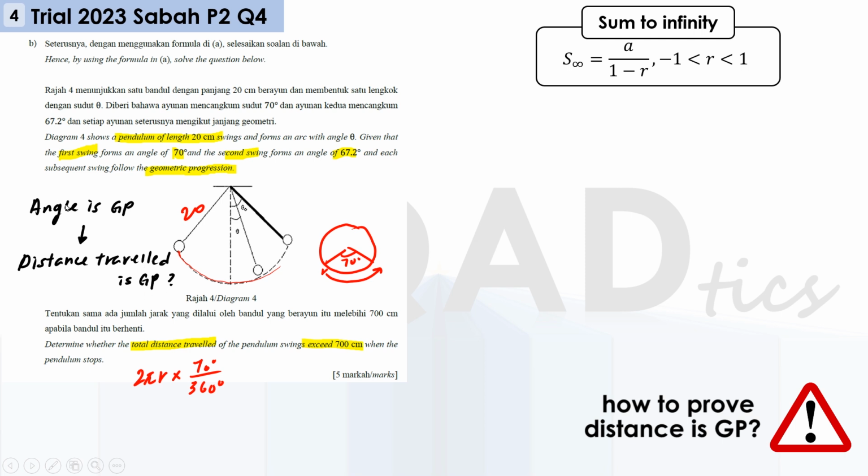Okay, so the easiest way is, we are going to find the ratio of the angle first, right? So assuming that the first angle is x, and then the second angle is y. So the ratio here is y divided by x. This is for the angle. For the distance, we are going to use the formula that I discussed just now. So 2 pi r multiply x divided by 360 degrees. The next value will be 2 pi r multiply y over 360 degrees. Then I divide these two values.